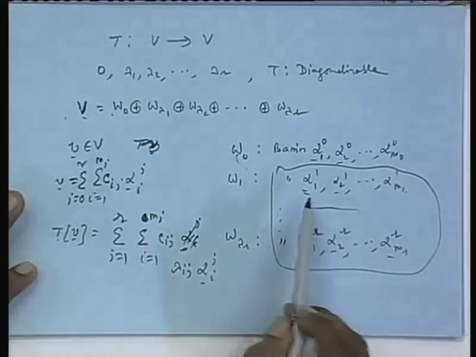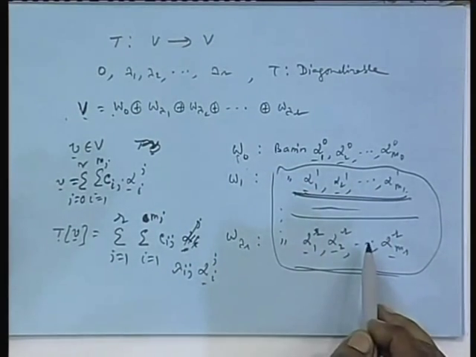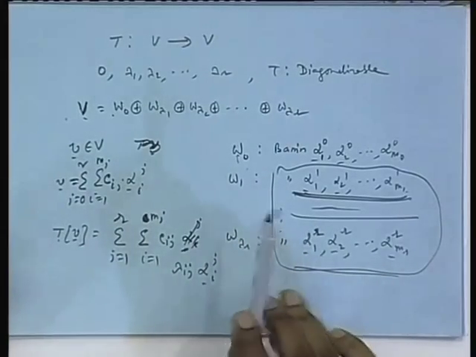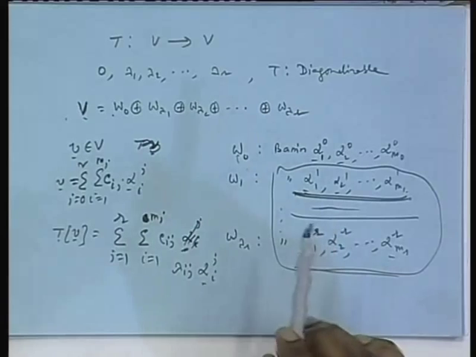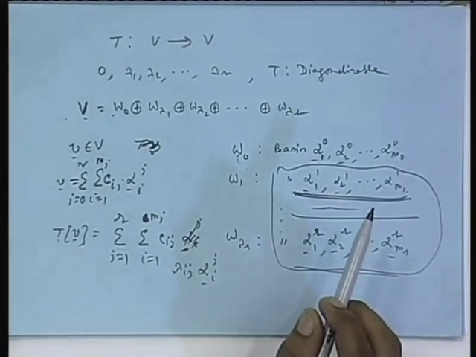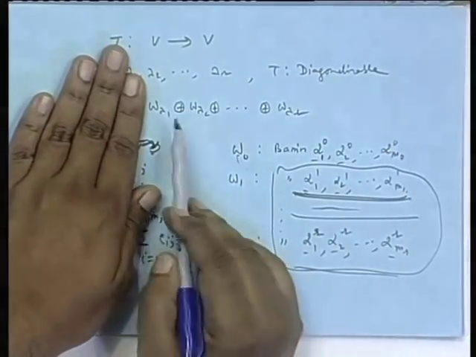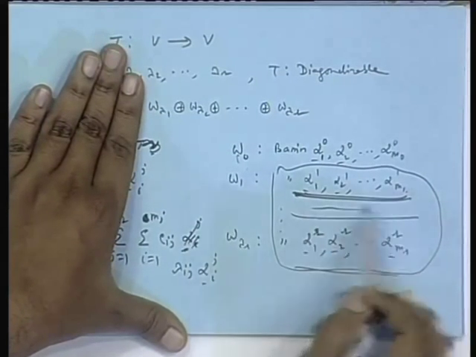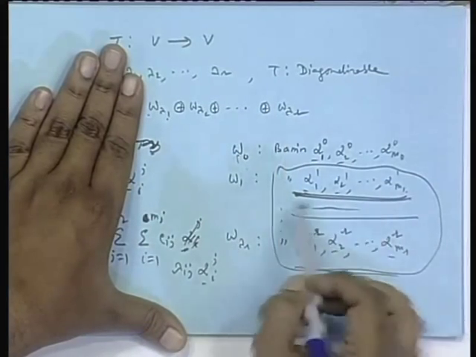That means I got a set of linearly independent vectors, all of this appended, which are eigen vectors corresponding to the non-zero eigen values, so that any vector of the range space is a linear combination of them. That means the range space is nothing but this part, because any vector belonging to the range space is a linear combination of the basis vectors of W_λ1, basis vectors of W_λ2, ..., basis vectors of W_λr, and they are already linearly independent.